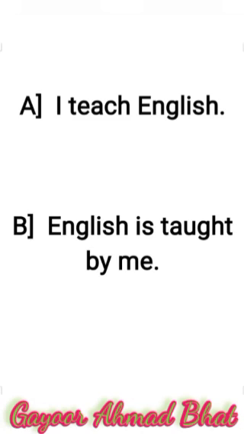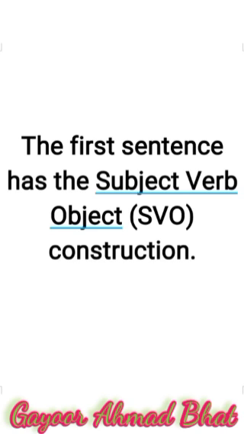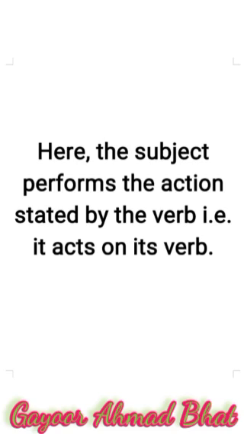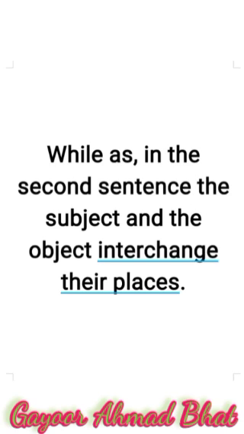Friends, look at these sentences once again. I teach English. English is taught by me. The first sentence is a normal sentence with the normal word order. It has the subject, verb, object construction. That is, the subject comes before the verb and the object comes after it. It implies that the subject performs the action stated by the verb, that is, it acts on its verb.